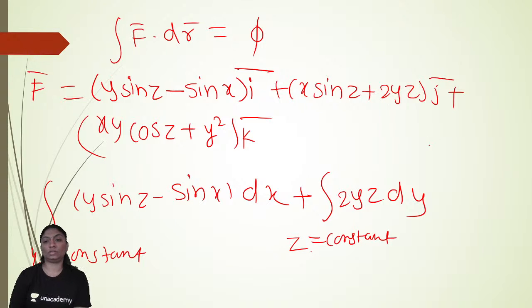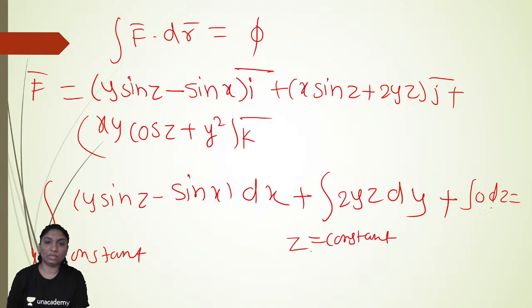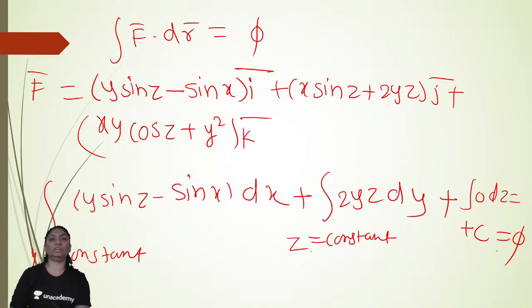Keeping z constant. Plus third one, terms of F3 which are free from x and y. तो ऐसी कौन सी टर्म है जो terms of F3 which are free from x and y है? एक भी टर्म नहीं है. Integral of 0 dz is equal to a constant of integration, plus c equal to phi.